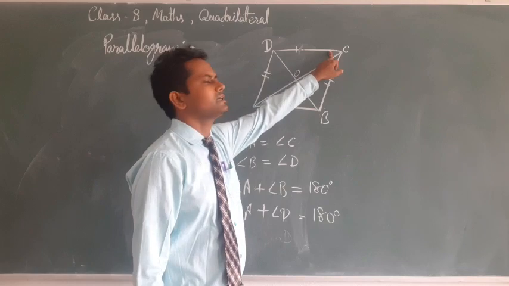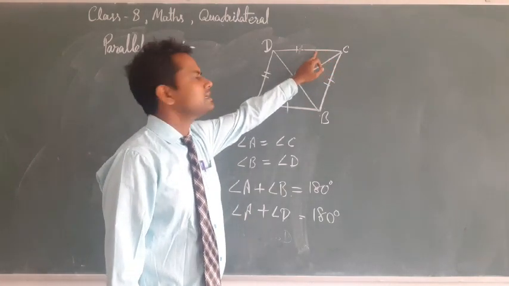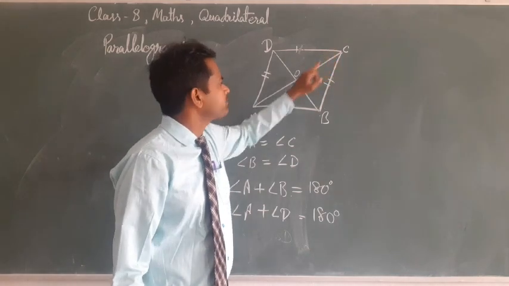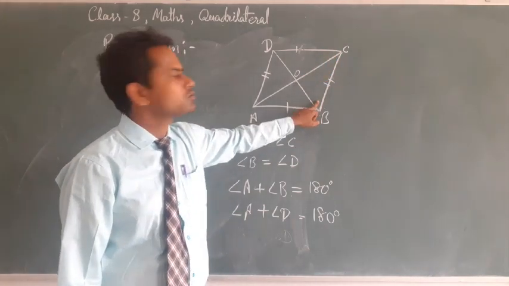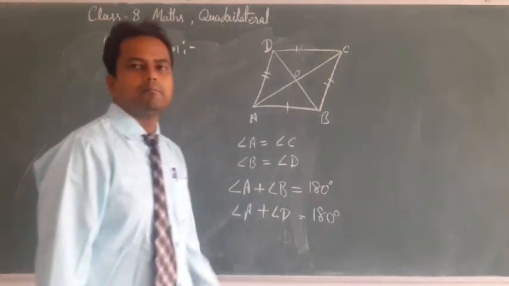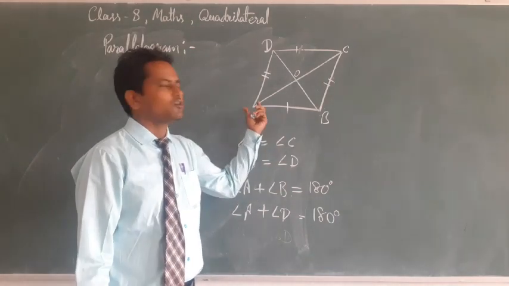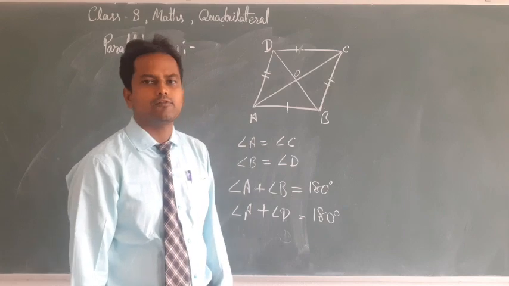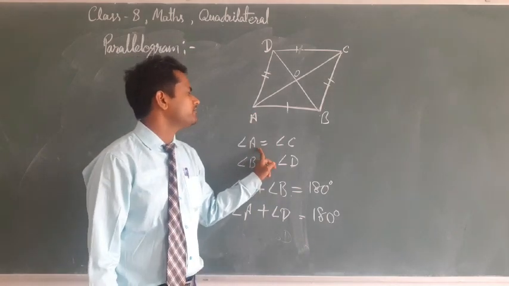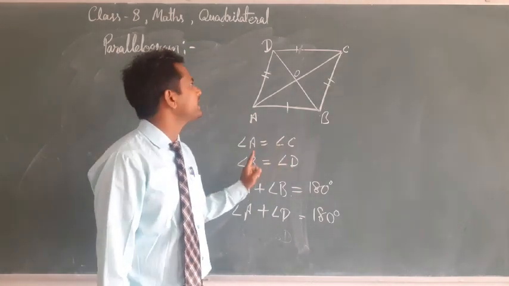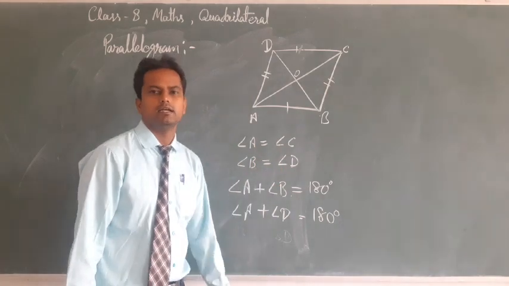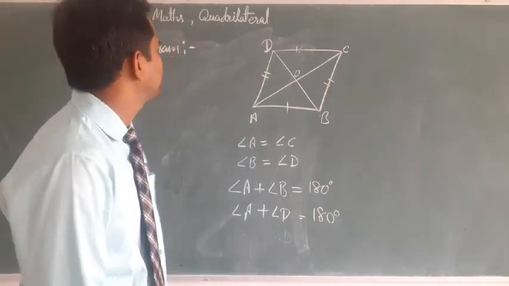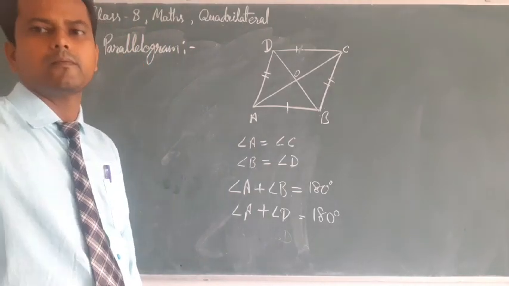Angle D plus angle C are supplementary. It means angle D plus angle C is equal to 180 degrees, and angle C plus angle B is equal to 180 degrees. But if I am talking about opposite angles, opposite angles are equal to each other. It means angle A is equal to angle C and angle B is equal to angle D. So that's all about parallelogram. Pause the video and note it down.